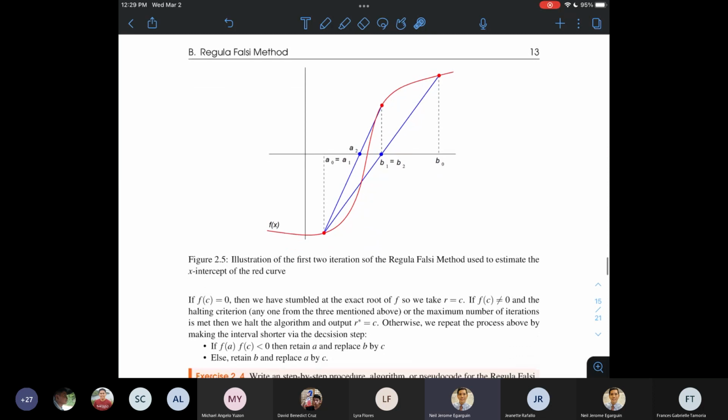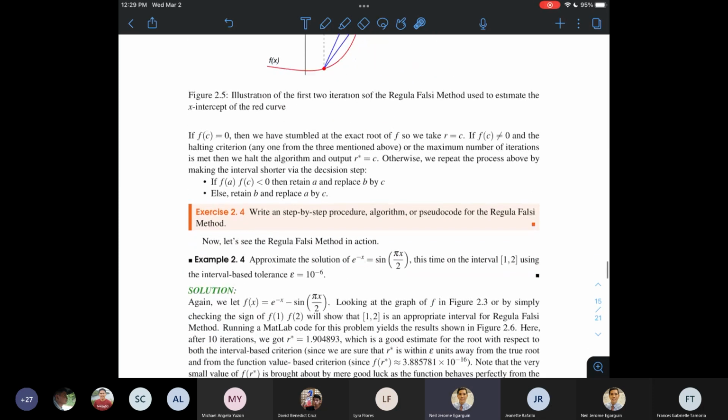Now in figure 2.5, I have here the same similar illustration as what we had. And then it would be a nice exercise if you can write a step-by-step procedure for the algorithm. You can pattern your answer in exercise 2.4 dun sa ginawa ko for the bisection method. I think I listed down the recipe for the bisection method. You can pattern your work for the Regula Falsi to that step-by-step recipe. Okay?